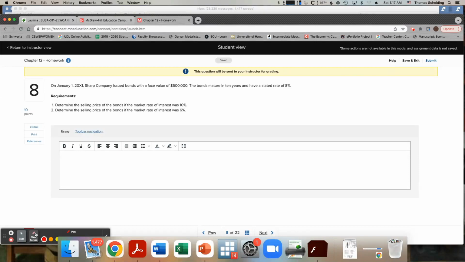Now we've got bonds issued for Sharp Company. This one's a pretty hard one here. Determine the selling price of the bonds if the market interest rate was 10% and then if it was 6%. And these are for bonds that have a stated rate of 8%. Okay, so to do this, we actually need a present value table. Okay, so let's get one.